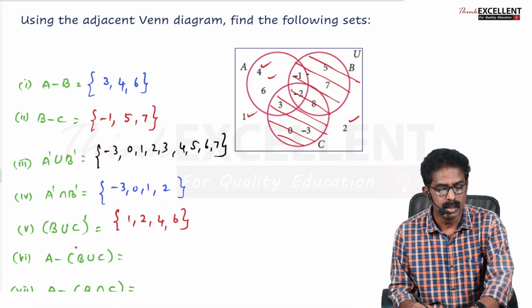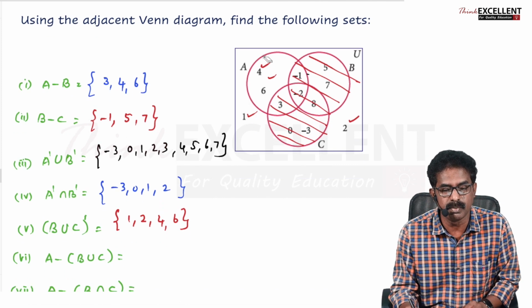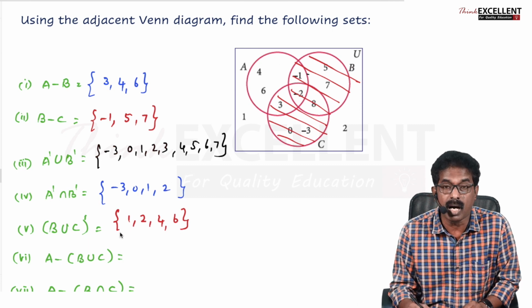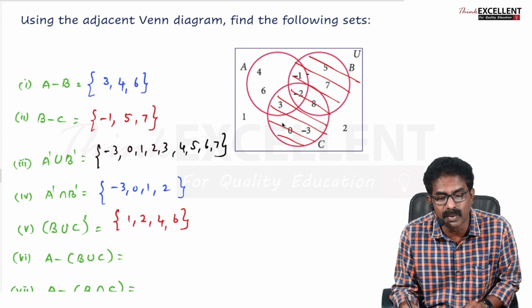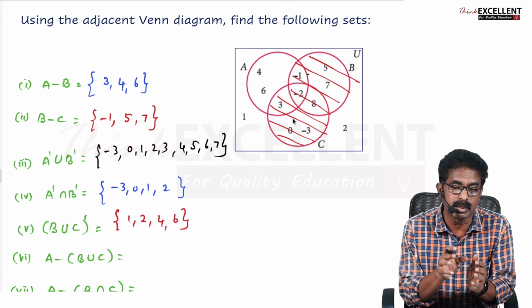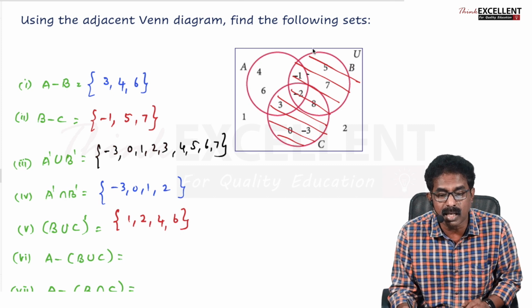See the next one. A minus B union C. A minus means in the first set, not in the second one, right? A minus B union C means it should be in A, but not in B union C. B union C, I already shaded, right? Don't take the elements in that part, but it must be in A. So what are the elements? Can you tell me? In A, but not in B union C.